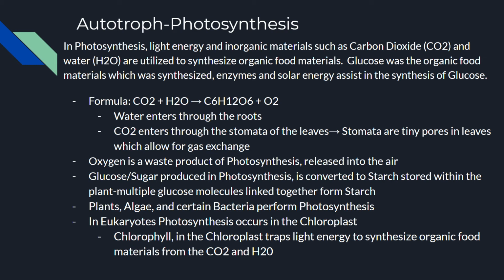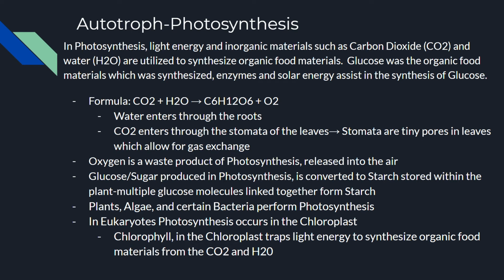Glucose or sugar, which is the same thing, glucose is a sugar, is produced in photosynthesis. It is converted to starch. Within the plant, there are multiple glucose molecules linked together to form starch. Plants, algae, and certain bacteria perform photosynthesis.